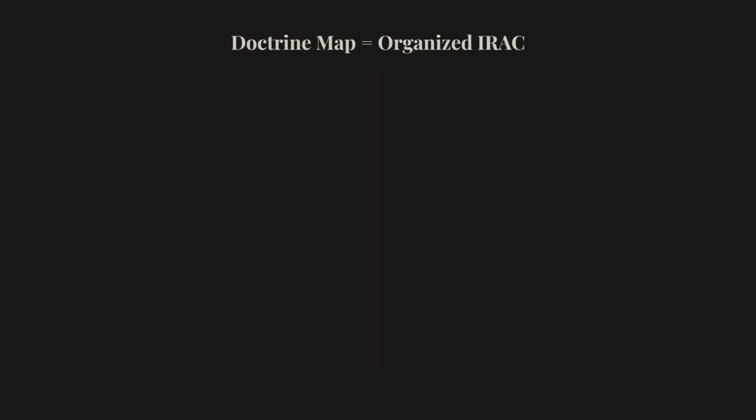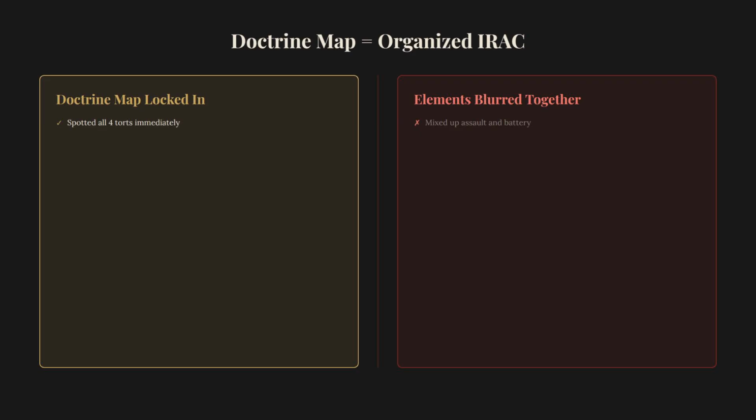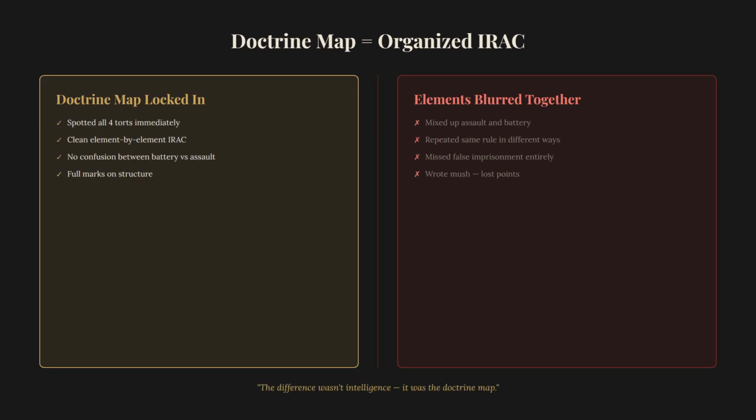Students who had their elements cold wrote clean, organized IRAC. Students who blurred the elements together wrote mush. The difference wasn't how smart they were. It was whether they had the doctrine map locked in before they sat down. Are you ready for this? Because I am. That's what this video is about.